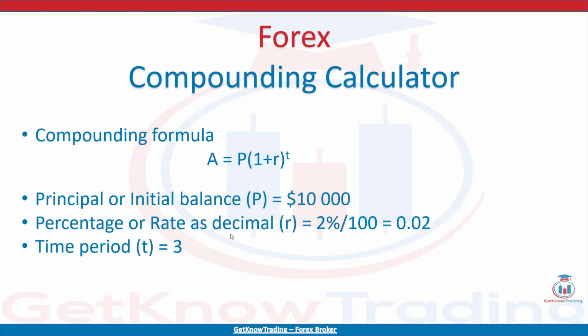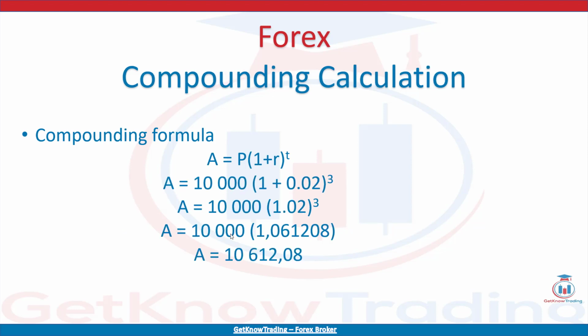Let's see now what is a Forex compounding calculator. It is a tool that calculates the profit of the next trade with profit added from the previous trade to the initial account balance. The formula behind the compounding calculator is here. P is principal or initial balance. In my case, that is 10,000. R is percentage or a rate as decimal. That is the percentage. In my case, it's 0.02 or 2%. And the time period I have set here as a 3. Time period can be day, week, month, or any other period you want to calculate compounding results.